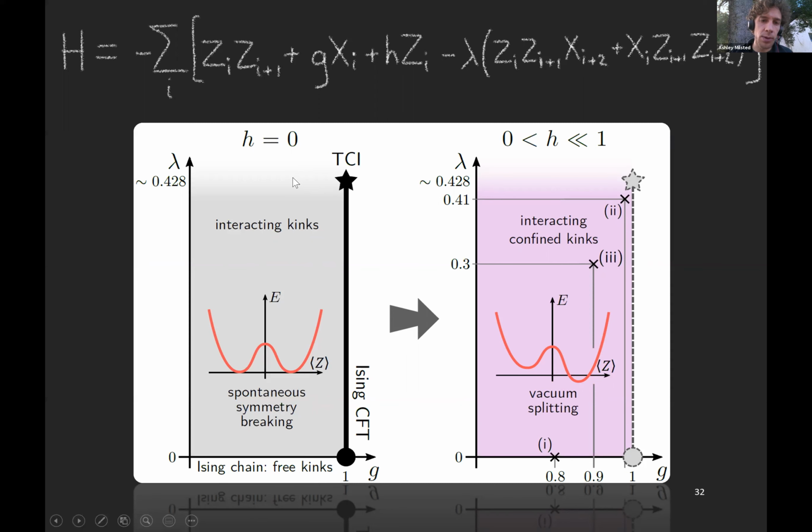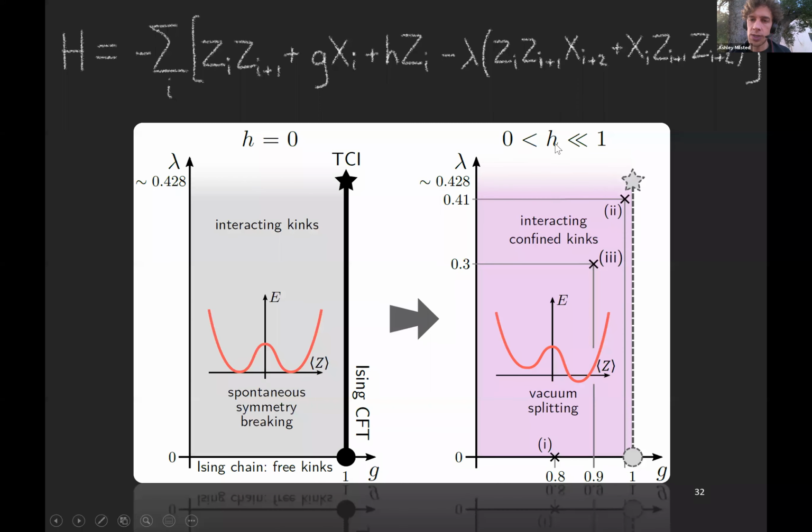Now, actually, there's also a line of trivial vacua, trivial in the sense of product state, going roughly along here, but I'm not going to talk about that for the purposes of this talk, because the points that we'll consider are away from that line. This point down here, this point over here, this point over here.